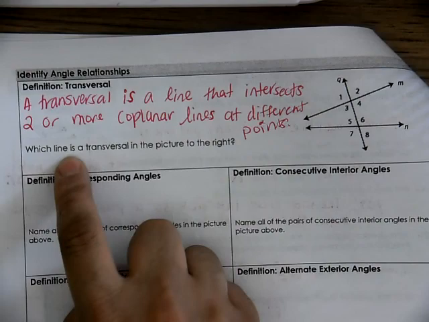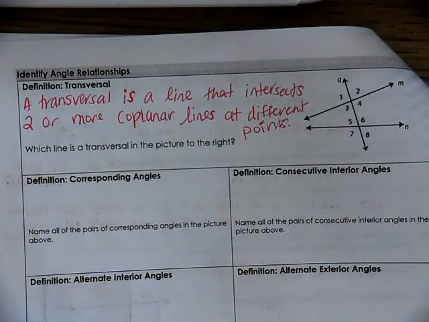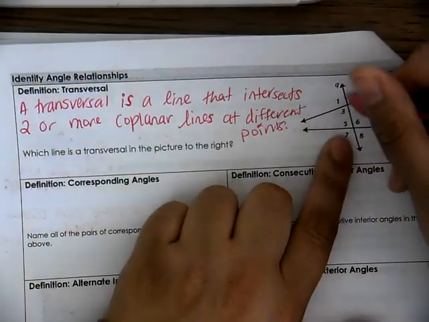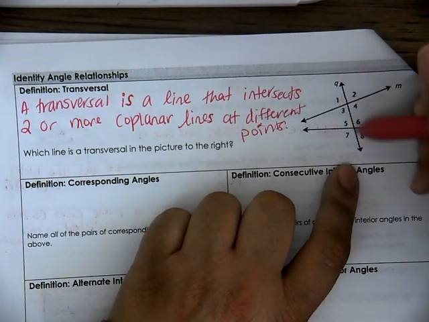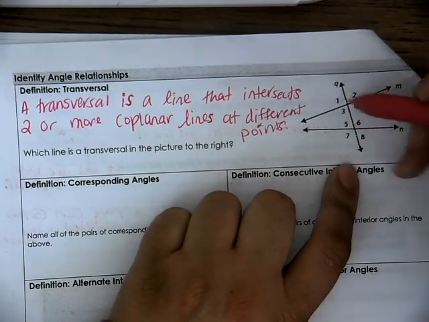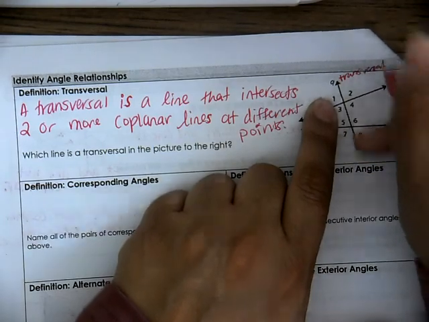Okay, so first of all, it says which line is a transversal in the picture to the right. You always want to figure out the transversal because there are 3 lines there, and you want to figure out which one it is, because that's the special one. The transversal is the one that's going to intersect the other 2. So that's line Q here, because it's crossing through both of these other 2 lines. So line Q is the transversal.